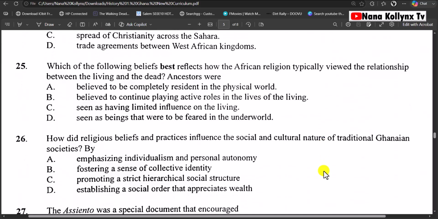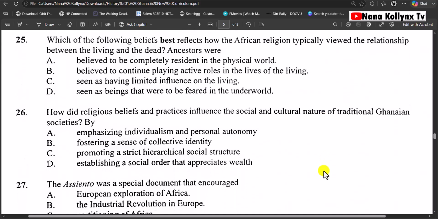Let's move to 25. Number 25. Which of the following beliefs best reflect how the African religion typically viewed the relationship between the living and the dead? Ancestors were. Number 26. How did religious beliefs and practices influence the social and cultural nature of traditional Ghanaian societies? By.